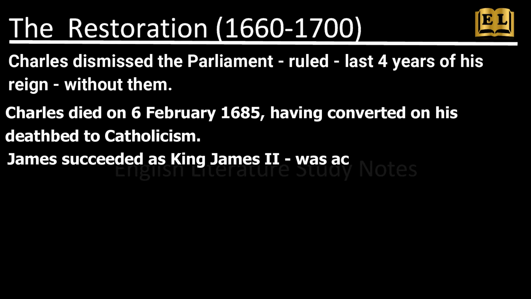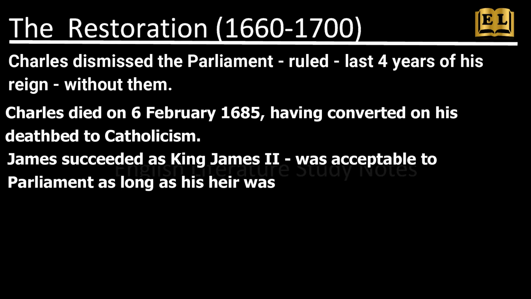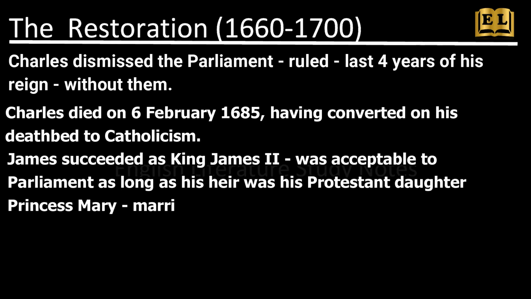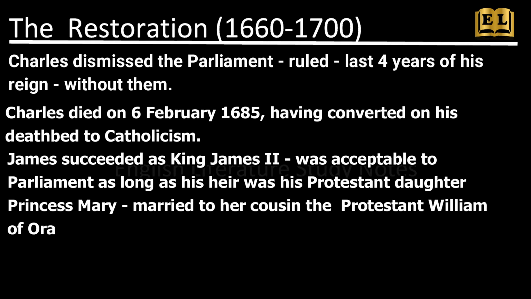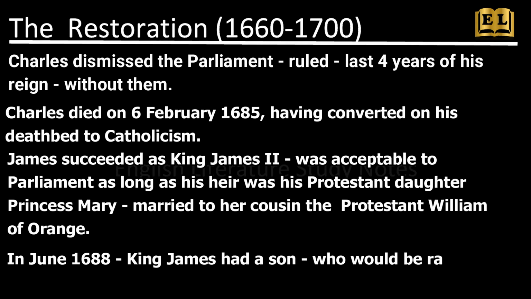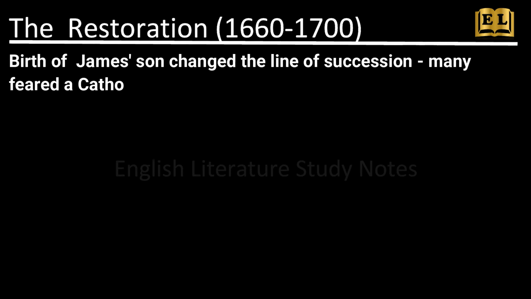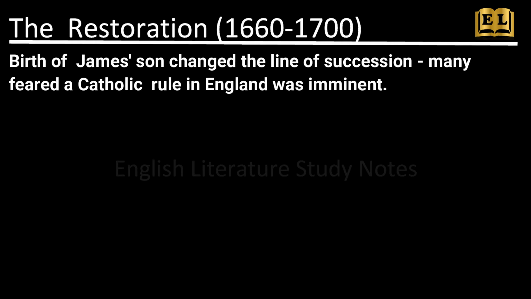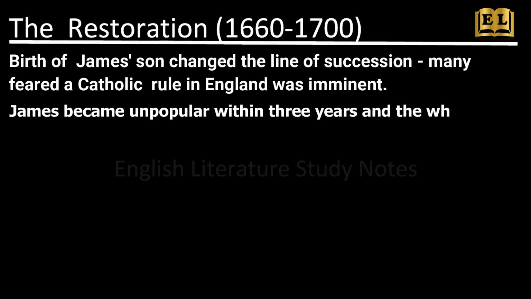James succeeded as King James II and was acceptable to the Parliament as long as his heir was his Protestant daughter, Princess Mary, who was married to her cousin, the Protestant William of Orange. Matters became worse in June 1688 when King James had a son who would be raised in Catholic faith. The birth of James' son changed the line of succession, and many feared a Catholic rule in England was imminent. James became unpopular within 3 years, and the whole nation rose against him.